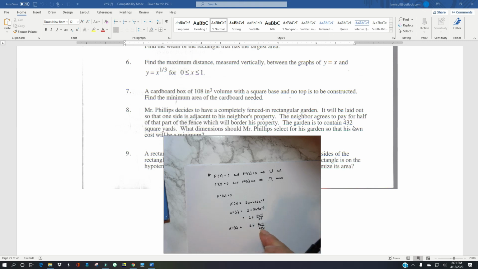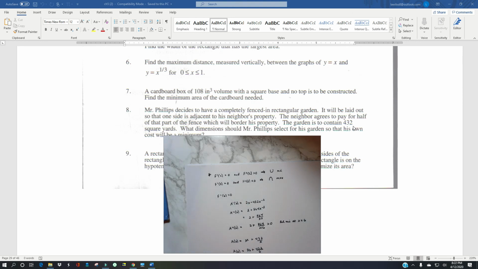Well, that's a positive plus a positive, gives me a positive. So my second derivative is positive, and that means my function is going to be concave up, and I'm going to have a relative minimum at x equals 6. So all I have to do now is plug that 6 into the original area function to see how big my cardboard has to be. And the original function again was x squared plus 432 over x. So if I evaluate that at 6, it's going to be 36 plus 432 over 6.